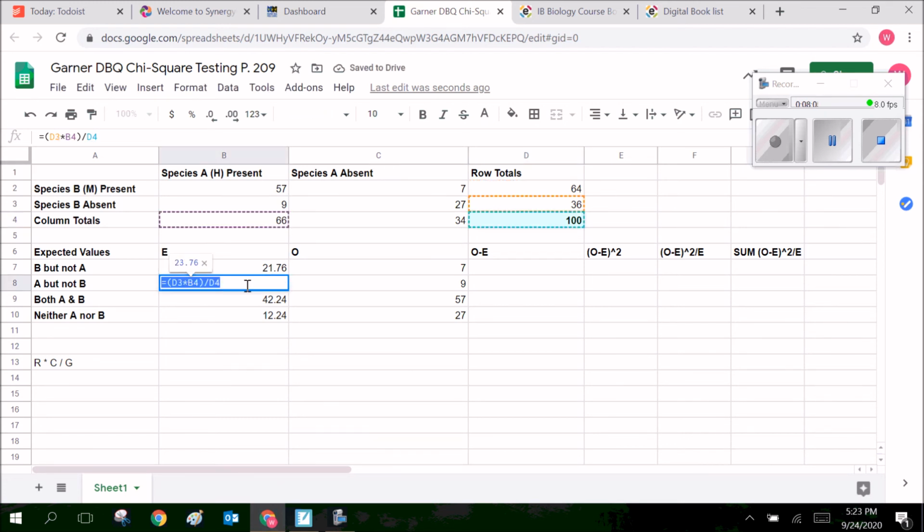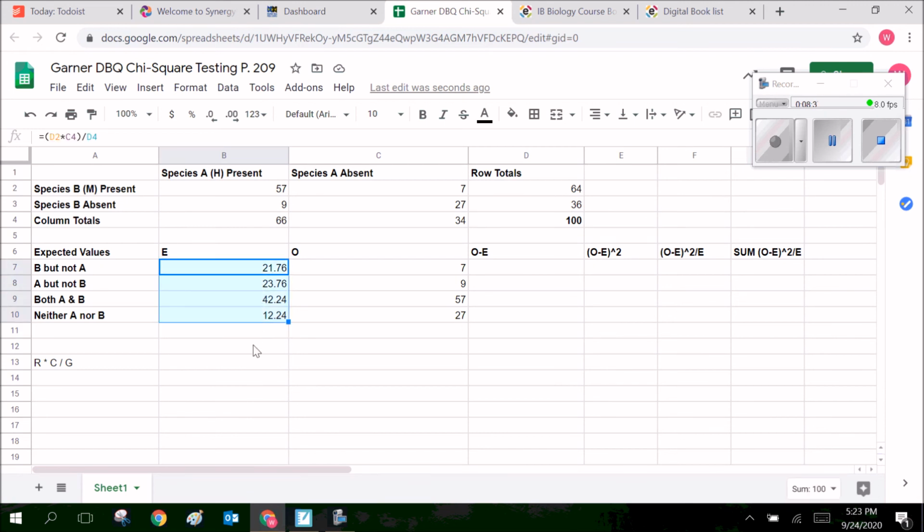I do the same for this one, okay? So for this one, I can actually just do this to show you the formula. For this one, A but not B, A is present but B is absent. This would be in the 9 box. For the 9, my row total is 36. My column is 66. Okay, so that was pretty easy. I would just get equals my row, click on this, times my column, click on this, divided by, again, my grand, which is always going to be the same. So you go through and you calculate those expected frequencies for each one of these.